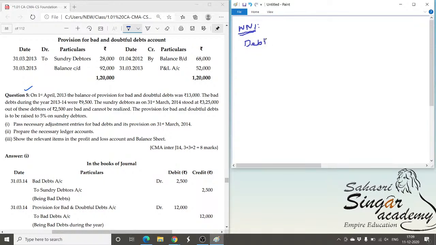Debtors, the debtors value. From there we have to subtract bad debt given in the adjustment. Bad debt given in the adjustment. I will use this way. Bad debt given in the adjustment should be subtracted. This is the balance amount we definitely get.